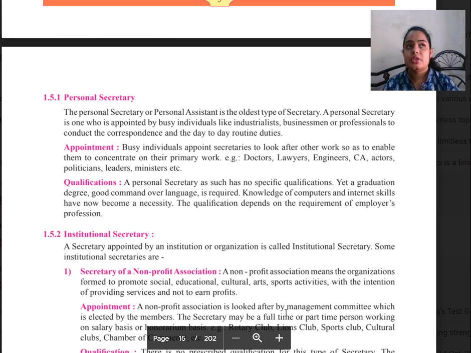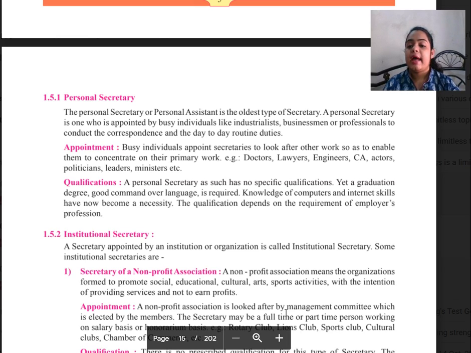For a person to become a personal secretary, what are the different qualifications? A personal secretary, as such, has no specific qualifications, yet a graduation degree and good command over language are required. Knowledge of computers and internet skills have now become a necessity. The qualification depends on the requirement of the employer or professional. So, what are the qualifications required by a personal secretary?